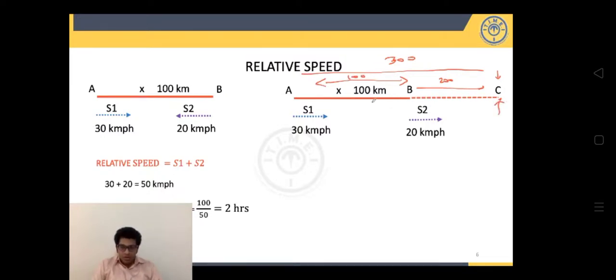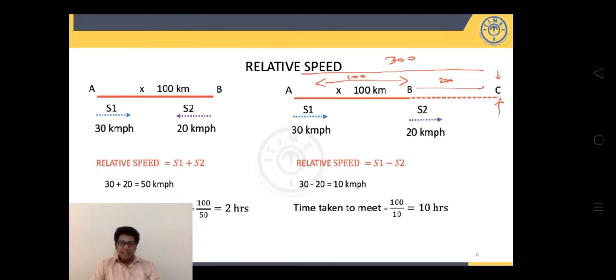Now here, what is the relative speed? Since they are traveling in the same direction, the relative speed is nothing but S1 minus S2. So 30 minus 20, which is 10 kilometers per hour. So the time taken by them to meet will be 10 hours, which is 100 kilometers divided by the relative speed. The formula is the same, distance by speed. But for speed, it is the relative speed or the average speed. Here it is relative because two people are traveling.